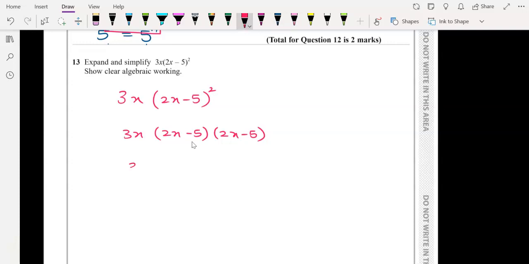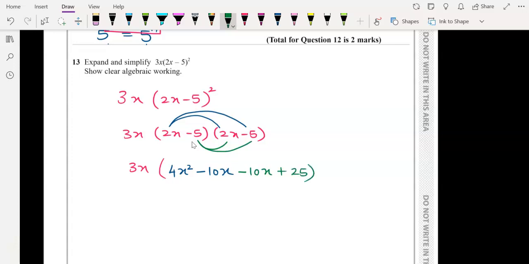Now, so 3x, we multiply the bracket. 2x times 2x will give me 4x square. 2x multiplied with minus 5, negative 10x, minus 5 times 2x, minus 10x, minus 5 times minus 5 will give me positive 25. Now we have like terms inside the bracket that we can combine. So 3x same, 4x square will be as it is. Now minus 10x and minus 10x both are like terms, so I can combine them. Minus 10 minus 10 will give me negative 20x plus 25.